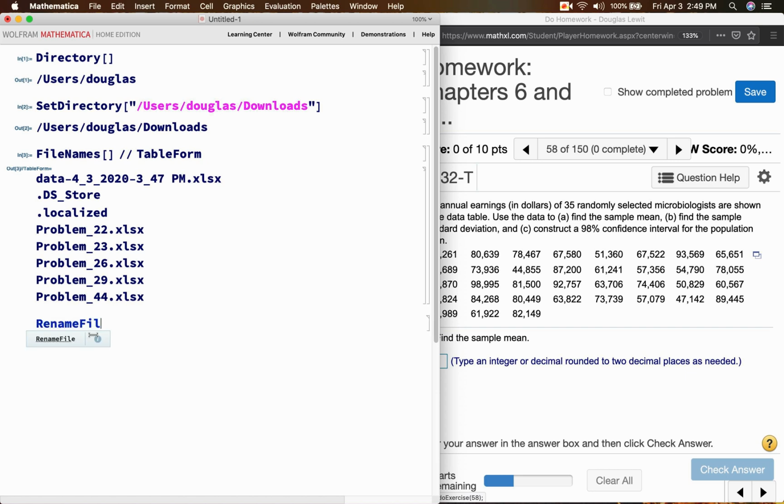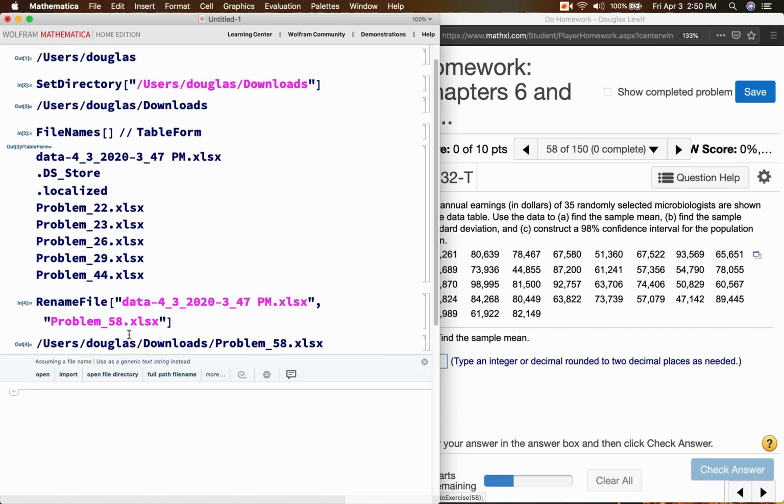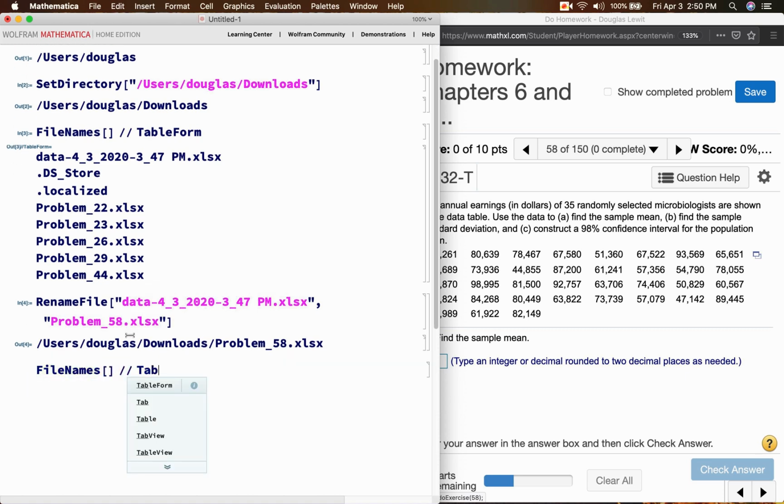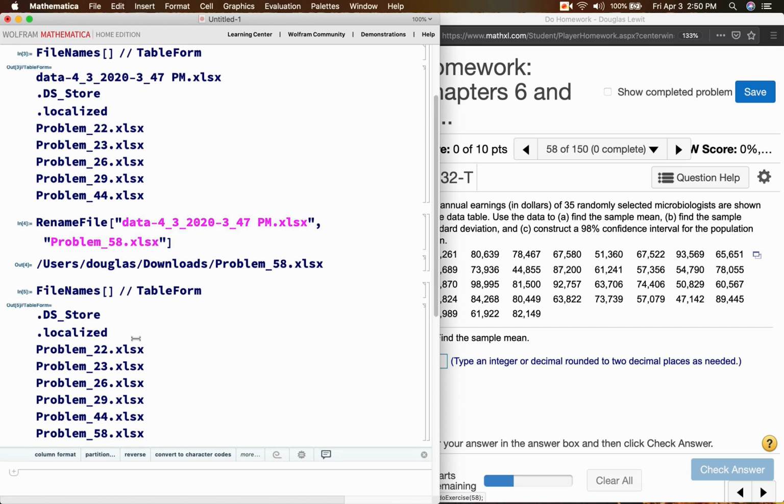Let's change that file name to something a little bit more meaningful. Let's see. Data for 3/2020 3:47 p.m. .xlsx, and I'm going to simply call it problem 58 .xlsx. Shift enter. Okay. File names, table form. Okay, I can see the problem 58 is right there. It used to be called something different, but I renamed it to problem 58.